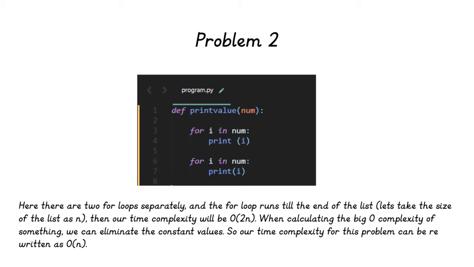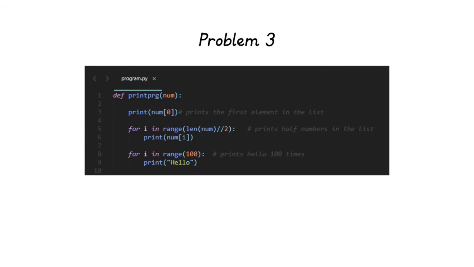Since we have two separate for loops, we will have our time complexity for this particular function as big O of 2n. When calculating the big O complexity of something, we can eliminate the constant value. So, our time complexity for this problem can be rewritten as big O of n. Let's do a similar problem. Pause the video and work out the complexity of this problem.